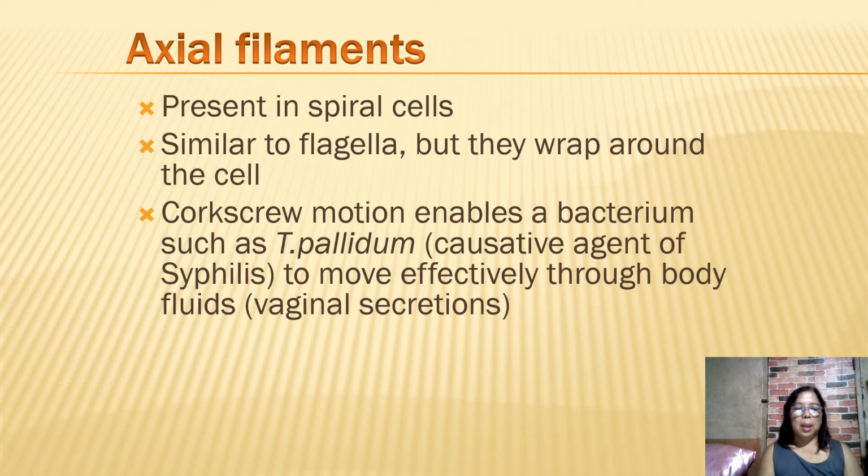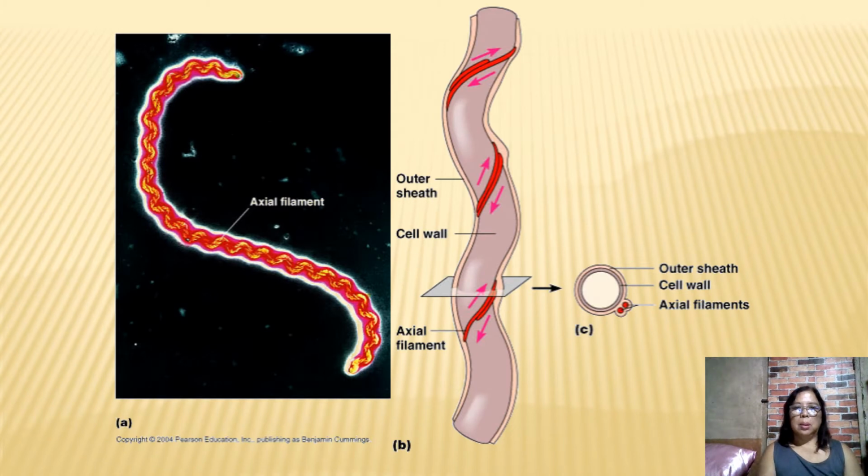And then the axial filaments present in spiral cells are similar to the flagella, but they wrap around the cell. So an example of this includes the Treponema pallidum, the microorganism responsible for the sexually transmitted disease, syphilis. So this Treponema pallidum is found in vaginal secretion. So they move with the moist.